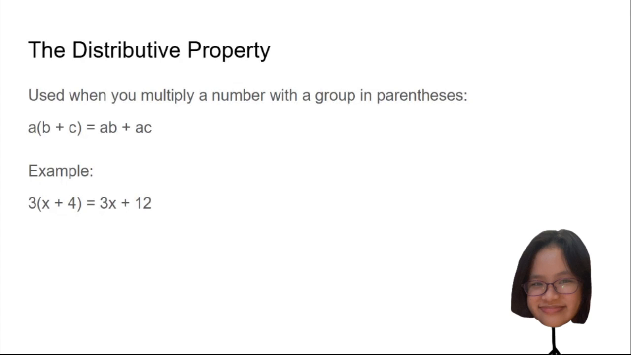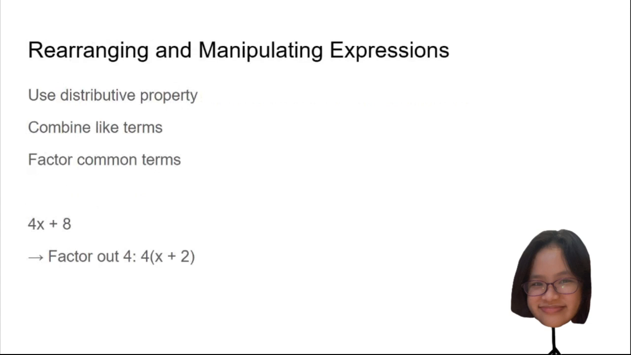3 bracket x plus 4 bracket equals 3x plus 12. This is because we times 3 with x and we also times 3 with 4. So it's a very simple way to do it. So let's move on. Now we have to rearrange them and manipulate expressions. This uses the distributive property, this combines like terms, and this factors common terms.